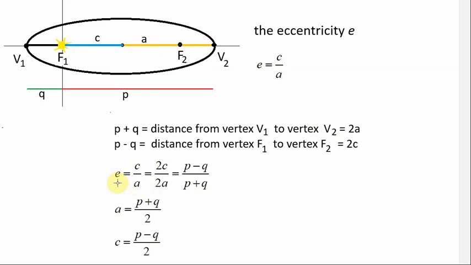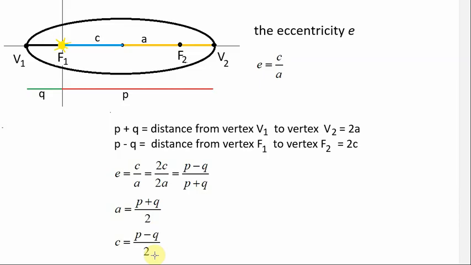Eccentricity is defined as the ratio of C over A. But C over A is the same as 2C over 2A. 2C is P minus Q, and then 2A is P plus Q. And so eccentricity can also be written in terms of P and Q. Also notice that 2A is equal to P plus Q, and so A will be (P plus Q) over 2. And then C will be (P minus Q) over 2.